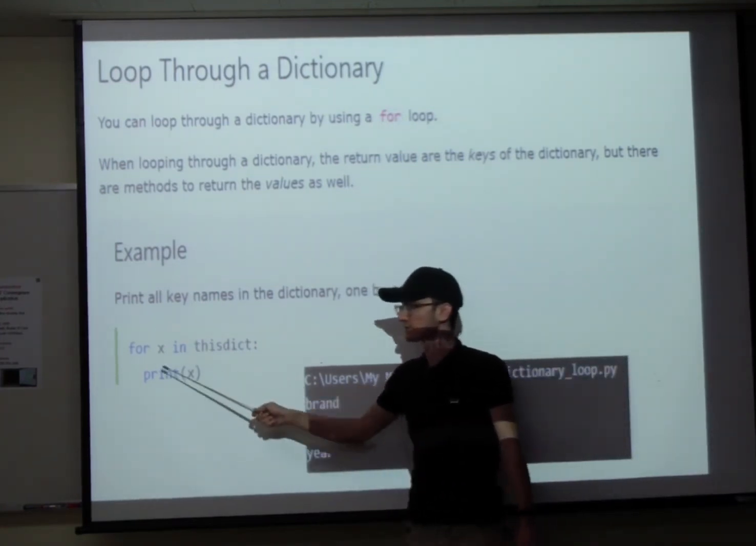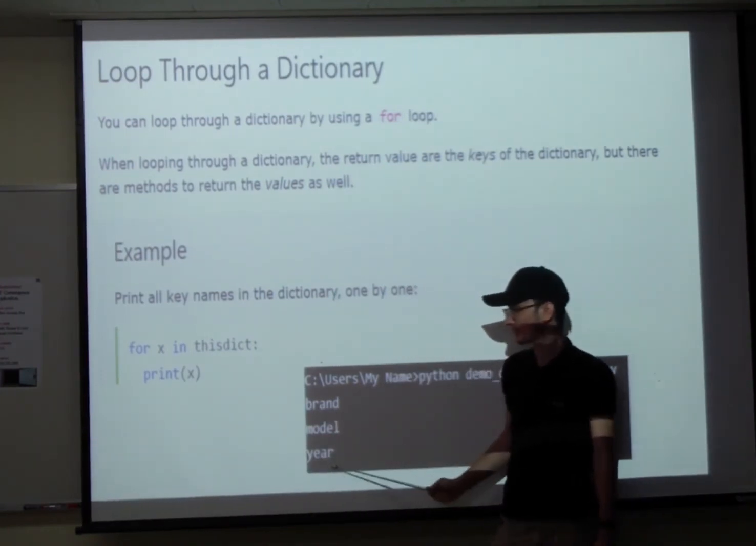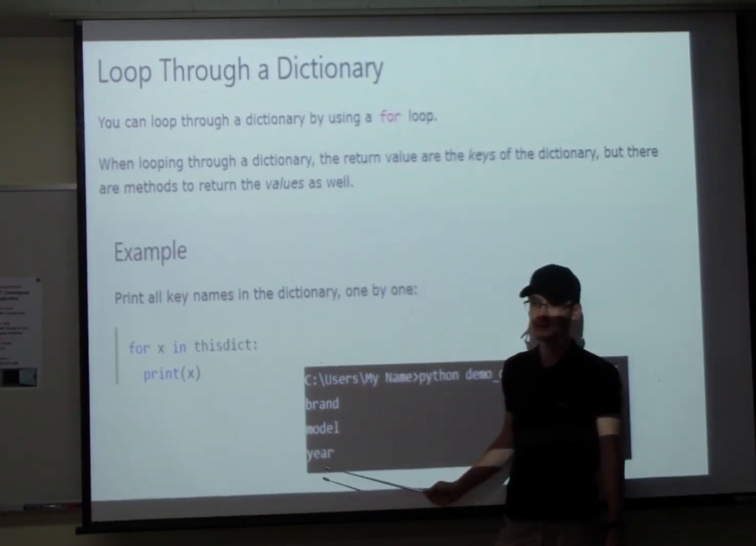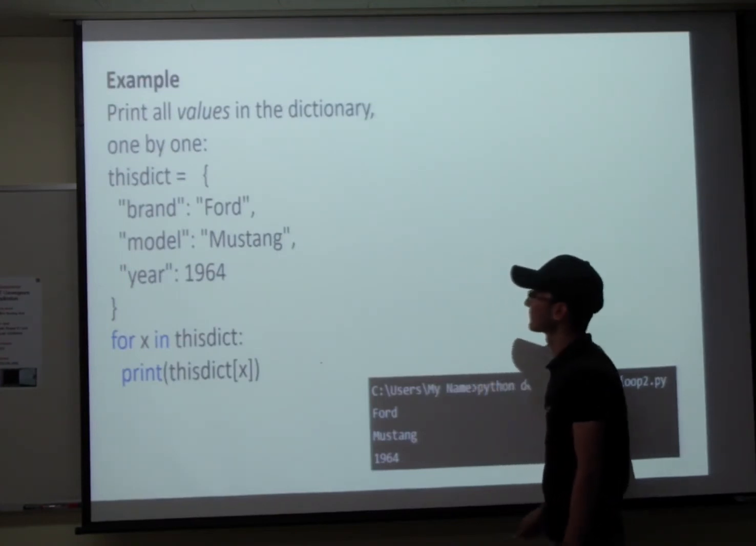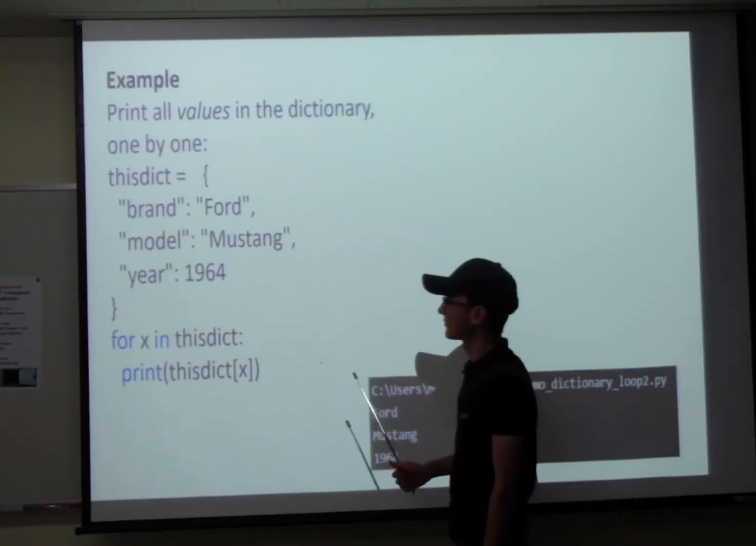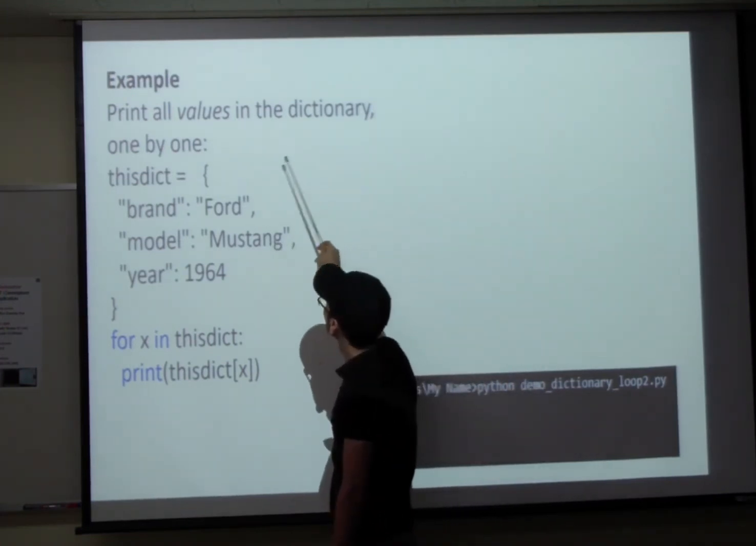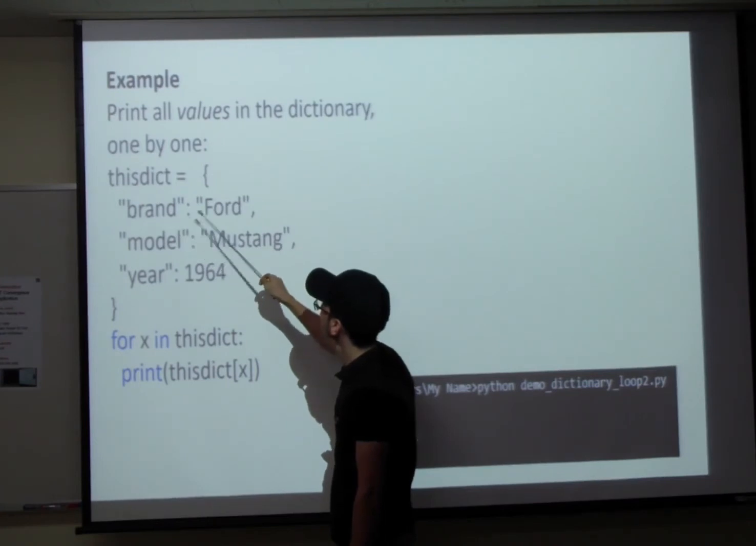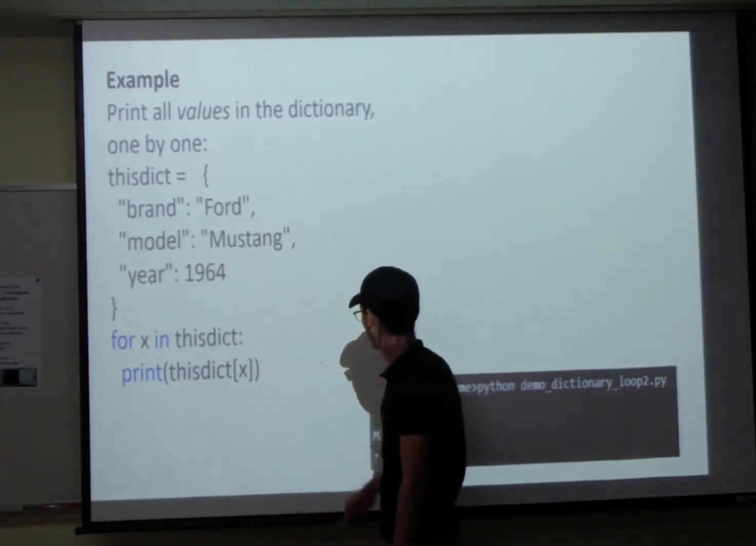So if you use a for loop in this way, you just get what? The keywords, not the values. Now, for example, print all the values in the dictionary. So here we can print values, all the values one by one. Here we have the dictionary, and we are using a for loop.